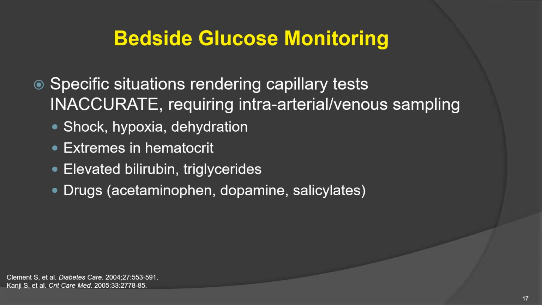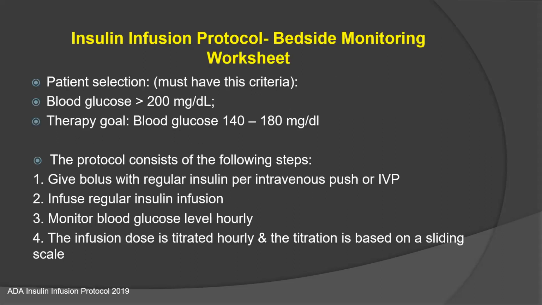Extremes in hematocrit can give you a concentrated or elevated blood sugar reading. Elevated bilirubin and triglycerides can interfere with the monitoring setup, and drugs can also interfere with the setup. So you have to keep these factors in mind when monitoring a patient's blood glucose through the capillary test, that is, the bedside monitoring. And sometimes you have to cross-check through lab arterial or venous sampling to make major decisions.